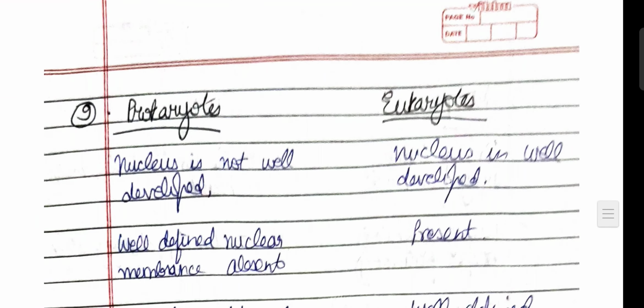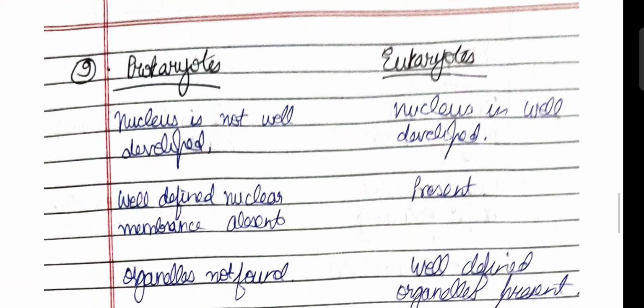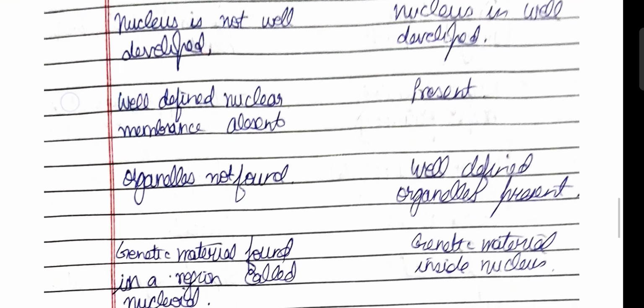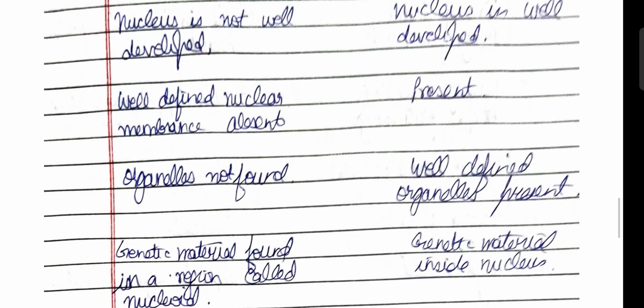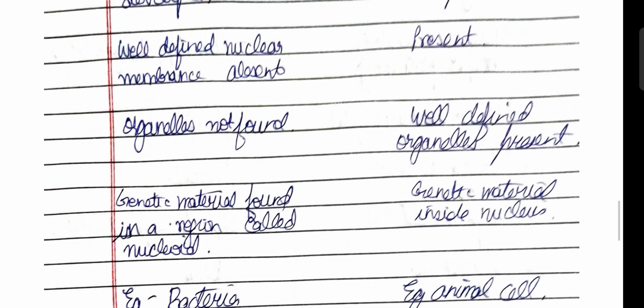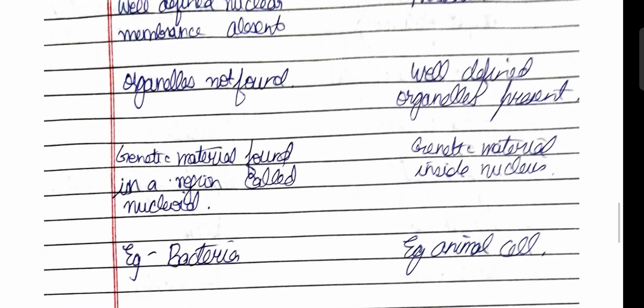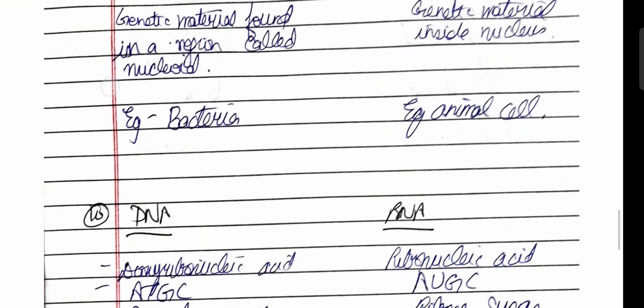Next question is difference between a prokaryotic cell and eukaryotic cell. In case of prokaryotes, as the name suggests, the nucleus is not well developed, whereas in case of eukaryotes, the nucleus is well developed. So, a well-defined nuclear membrane is absent in prokaryotes, whereas it is present in eukaryotes. Organelles are not well defined and not usually present in prokaryotes, whereas well-defined organelles are present in a eukaryotic cell. Genetic material is found in a region called the nucleoid in prokaryotes, whereas genetic material lies inside the nucleus in eukaryotes. An example of prokaryotes can be bacteria, whereas eukaryotic cell examples are plant cell or animal cell.